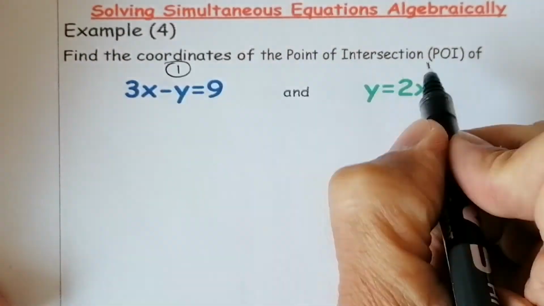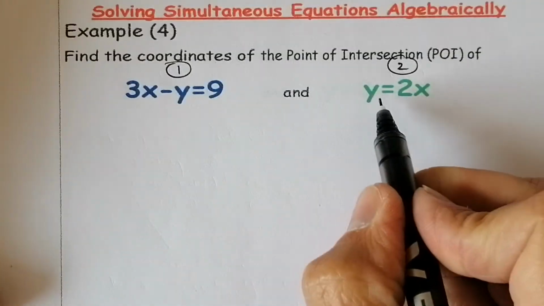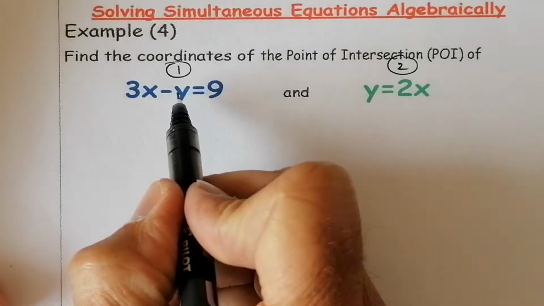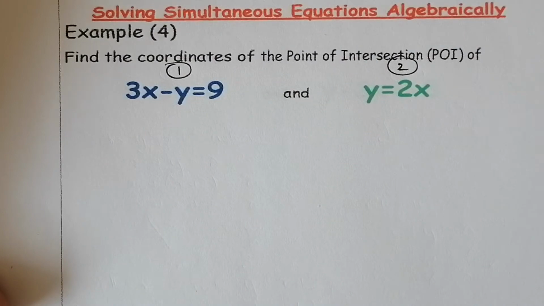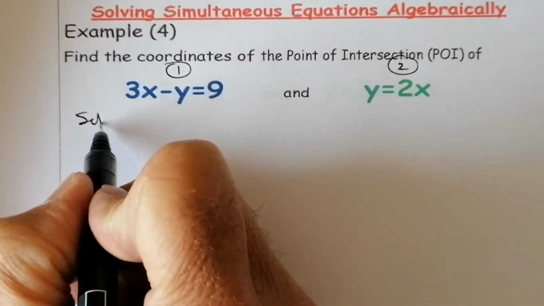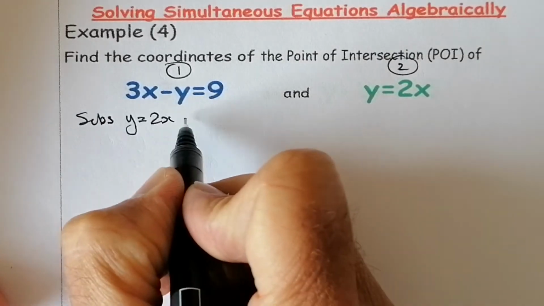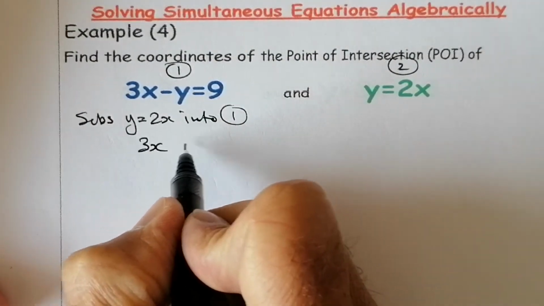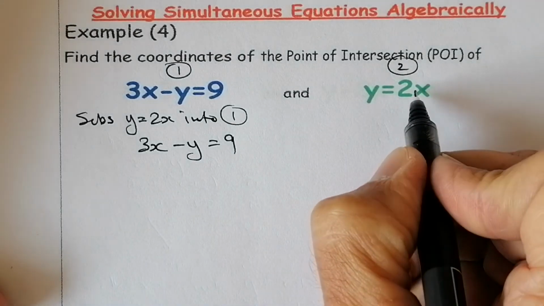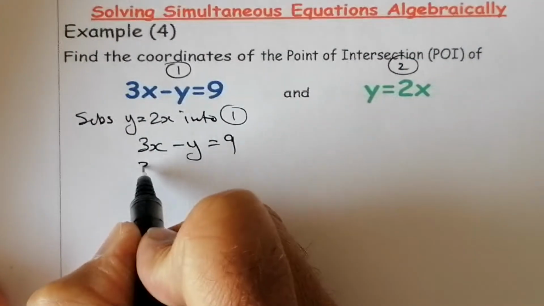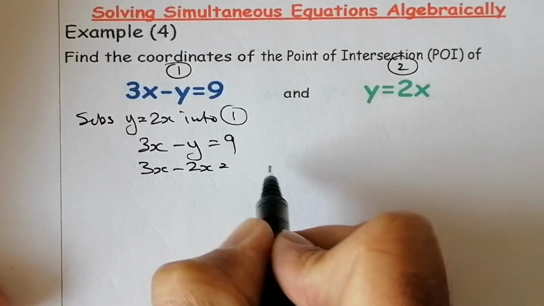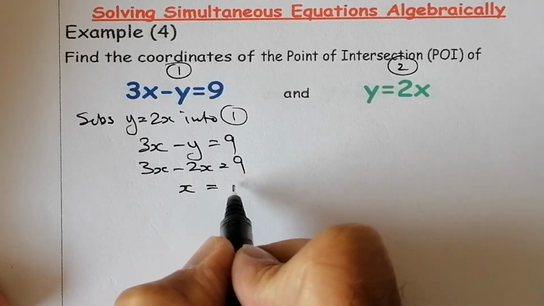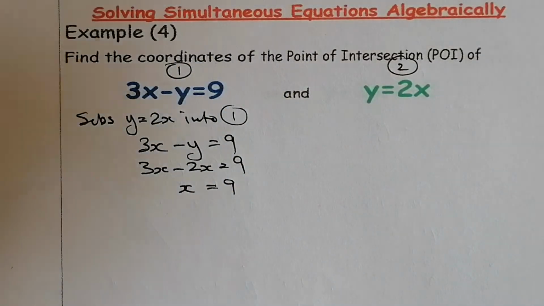Right, so equation 1, equation 2. Already got that one in the y equals format. So what I'm going to do with that, I'm going to substitute the 2x into there, and I'm going to work out my answer. Okay, so I'm substituting y equals 2x into equation number 1. Okay, so equation number 1 starts off like this here. I'm going to substitute the 2x into there, so I've got 3x minus 2x is equal to 9. 3x take away 2x will leave me with 1x. So there we go, x equals 9.